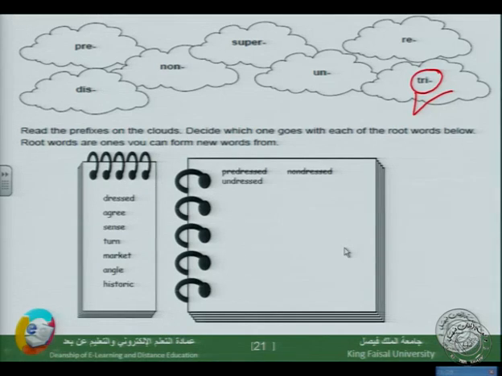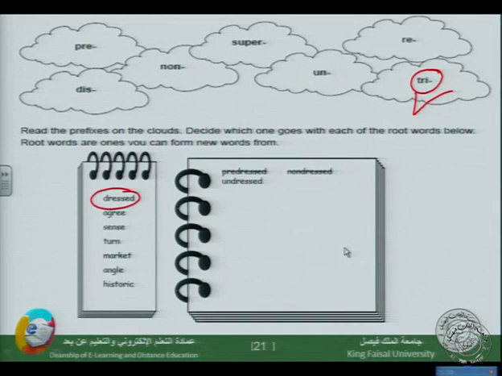Let me do the first one. So if you read the prefixes in the class, then decide which one goes with each of the root words below. These are the root words. Root words are ones you can form new words from.